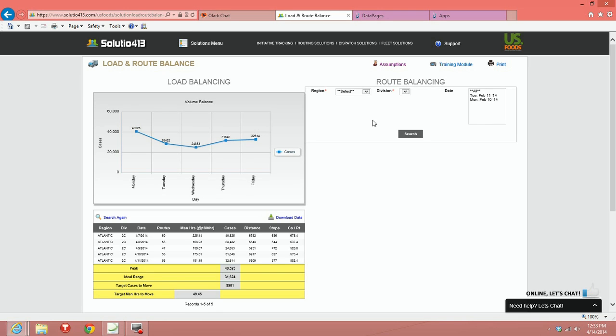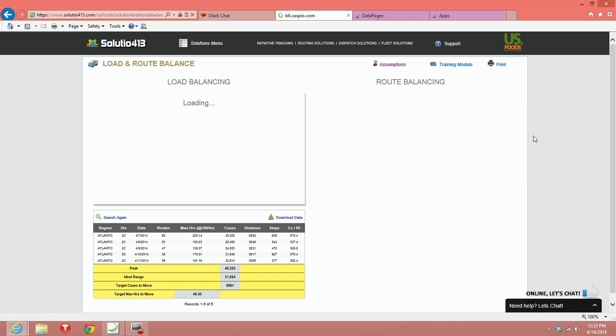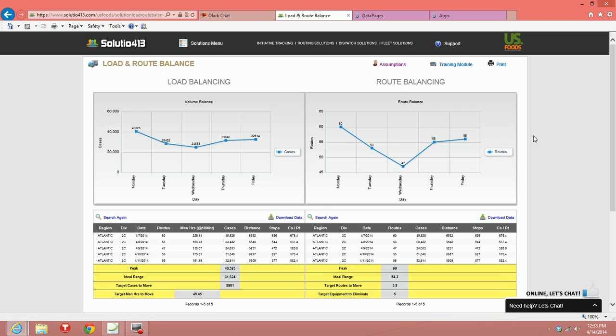The next thing we want to do is queue up the route balancing data for the same time period. It's the Atlantic Division, Baltimore 2C, Monday through Friday. Hit search, and then it will return for us the route balancing data also.